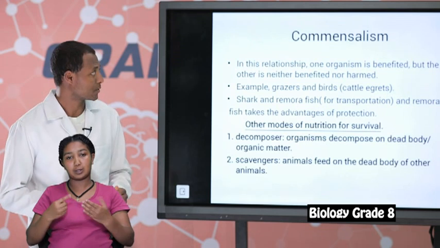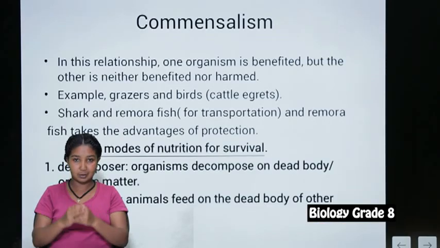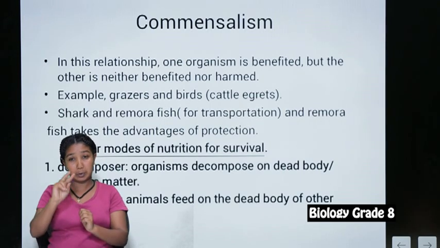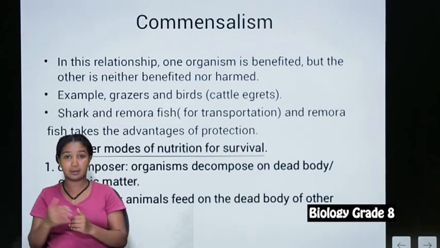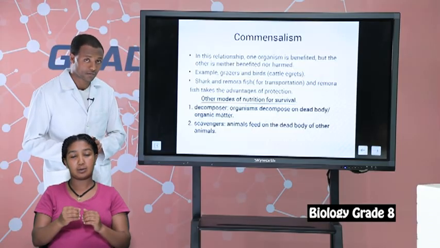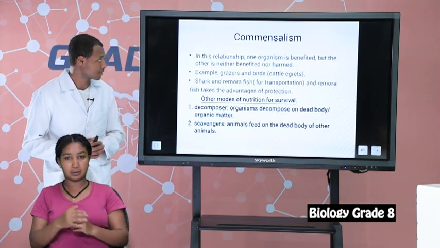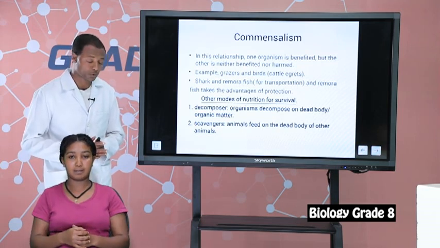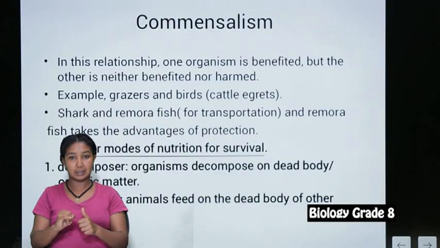This is all about the biological association within an ecosystem among two organisms. The next 2 points are other modes of nutrition for survival. Actually, this is not an association. The first one is decomposer.